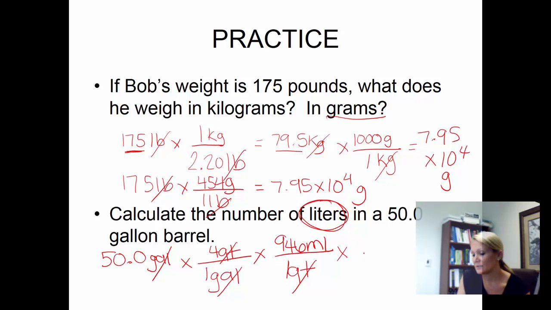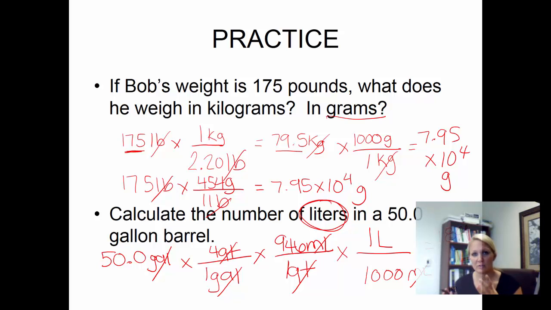But I want to go to liters, so I know milliliters means a 1,000th. That means I have to have 1,000 milliliters in 1 liter. Then that cancels, and my answer should be the same, and I get 189 liters. So 2 ways to go about the problem, and this just shows a 3-step problem instead of a 2.